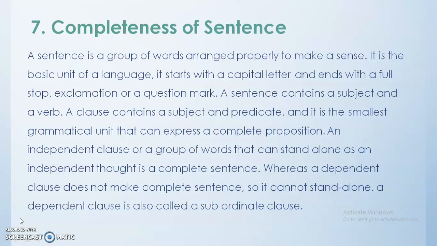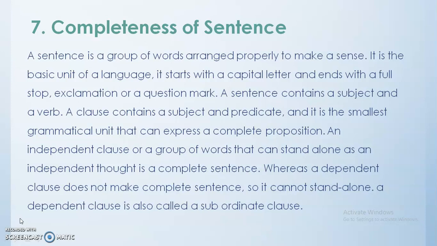A sentence is a group of words arranged properly to make sense. It is the basic unit of a language, and it starts with a capital letter and ends with a full stop, period, exclamation, or a question mark. A sentence contains a subject and a verb. These are a must for a sentence. A sentence should have a subject and a verb.